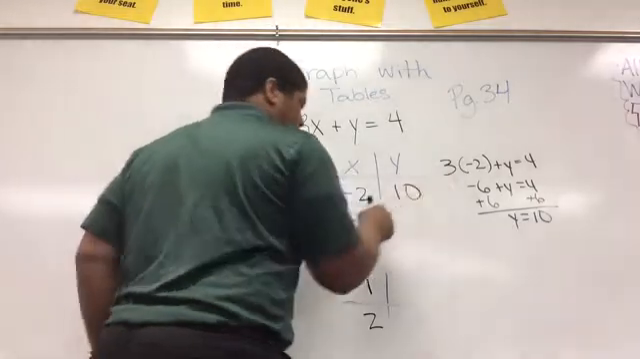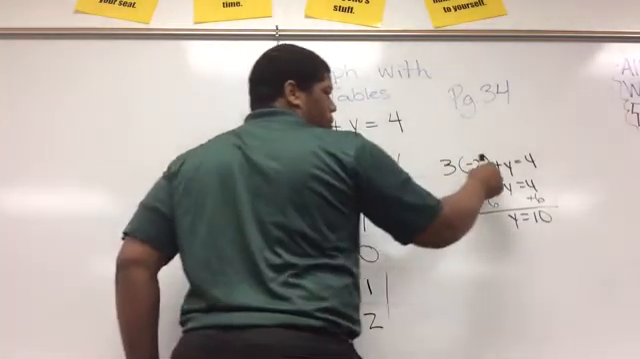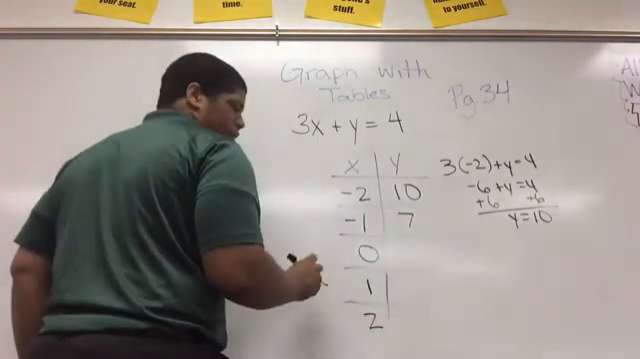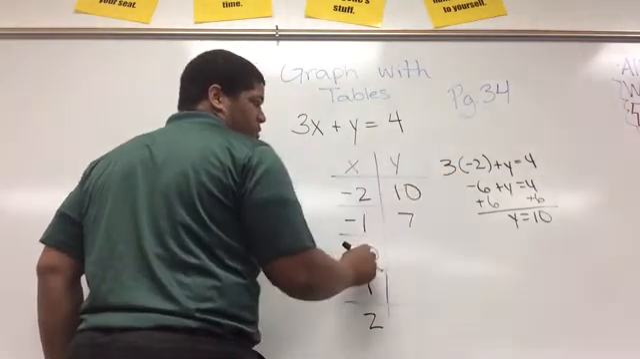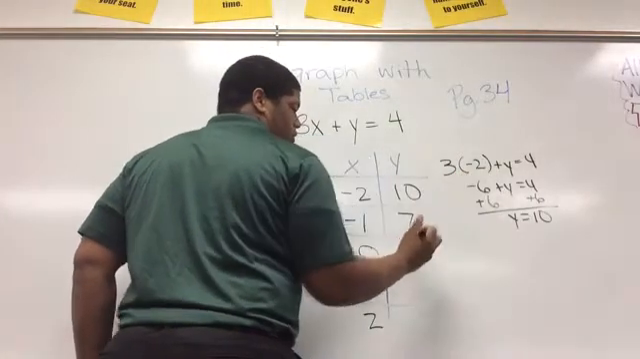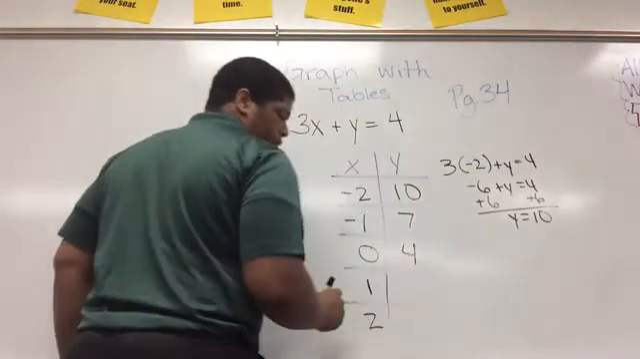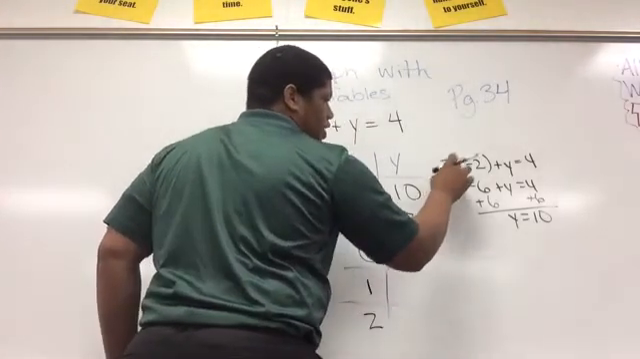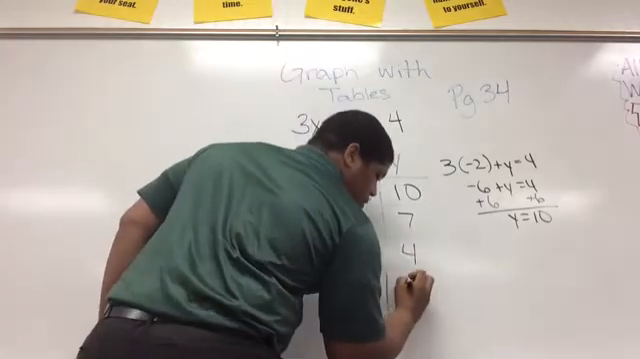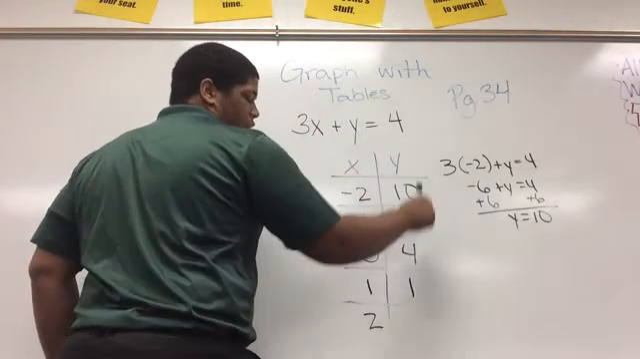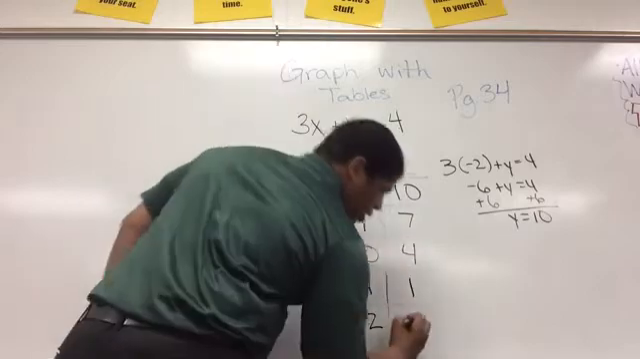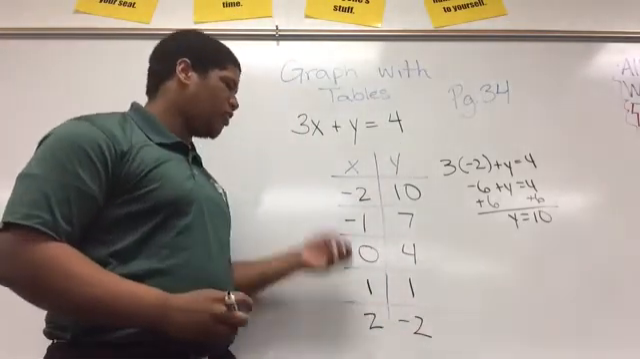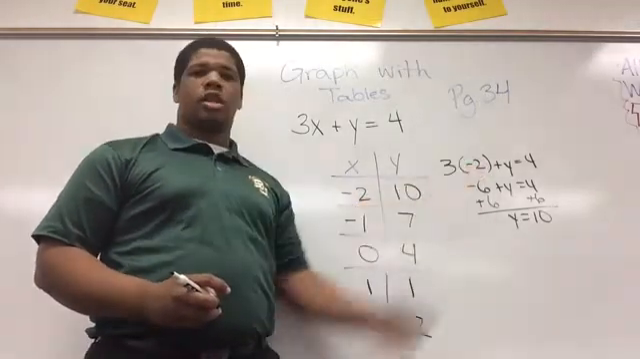So now I'm going to get 3 times -1 plus y equals 4, and that's going to come out to 7. Then I'm going to do 0, so it's going to be 3 times 0 plus y equals 4, and that's going to give me 4. Then the same thing with 1, and that's going to give me 3 times 1, and that's going to be 1. And then the same thing with 2, and that's going to give me -2. So you see, you just plug in whatever x's you chose into your formula.